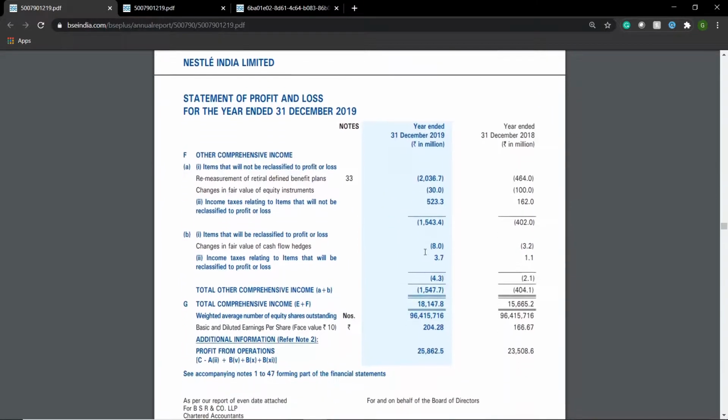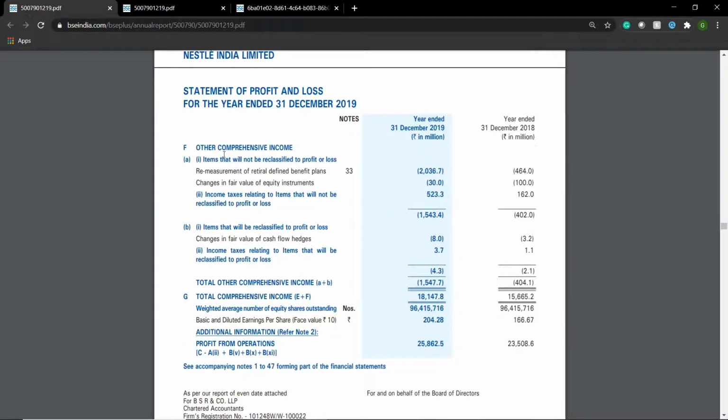Then coming to the next part, which is other comprehensive income. And pay attention to this. It says that items that will not be reclassified to profit or loss. So what this means is that the company might have invested some amount of their revenue or profit into other financial securities like stocks or bonds and all these things, and so assume that they invested in these stocks the previous year, suppose in 2018, and they haven't sold off their stocks till now.